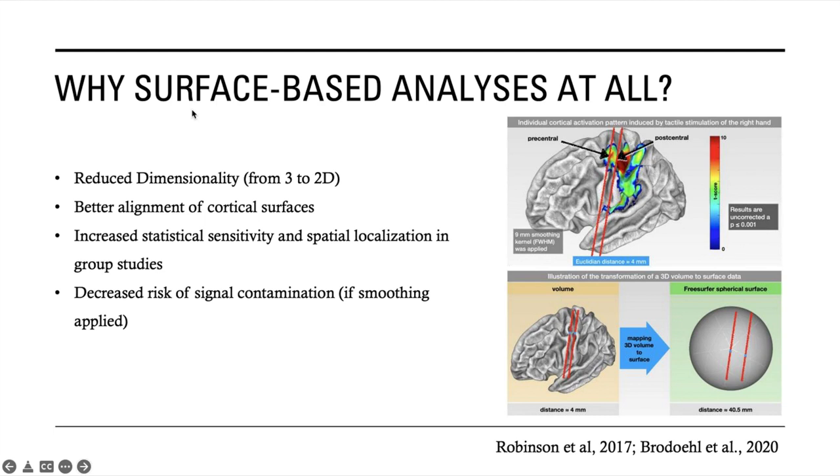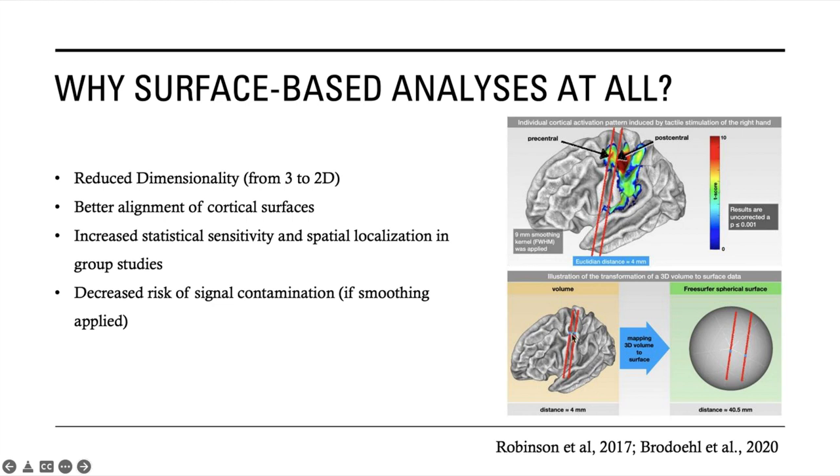So yeah, why surface-based analysis at all? We've talked about this now for the 3rd time. So with reducing dimensionality, we can better align the cortical surfaces. We can increase statistical sensitivity and spatial localization in group studies, and we can decrease the risk of signal contamination. So if we apply smoothing, for example, smoothing in 3 dimensions can lead to a contamination of, for example, white matter voxels lying beneath the gray matter voxels. And this doesn't happen if we have a cortical reconstruction where we have only the surface, and there we can smooth only on the cortical surface, which is all gray matter.